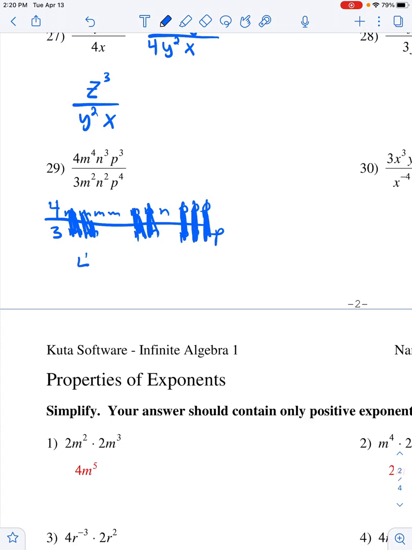So up top I still have 4. I have 2 m's, so it'd be m squared. I have an n on top over the p, the 3, and the p in the bottom. So that's how you go through simplifying exponents.